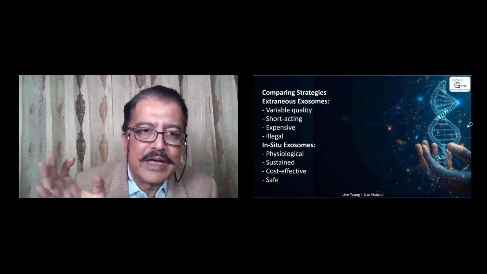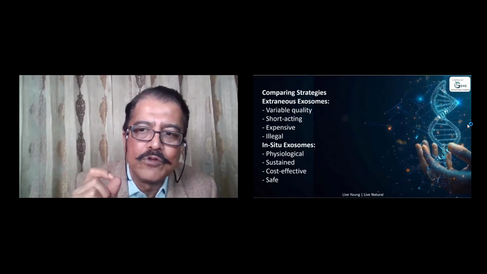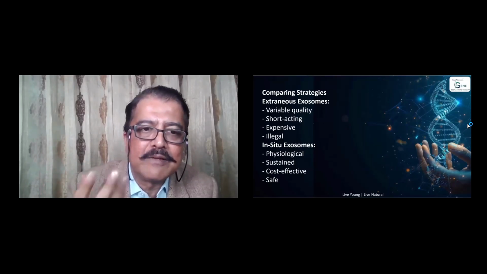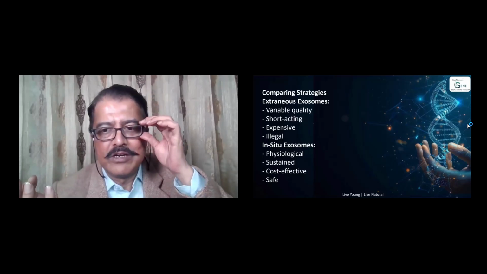Second, they are short acting. Exosomes are not something that will remain forever. They are small packets of useful things or useless things which the stem cells need. So they use them up. Once they are gone, then you need to inject again.